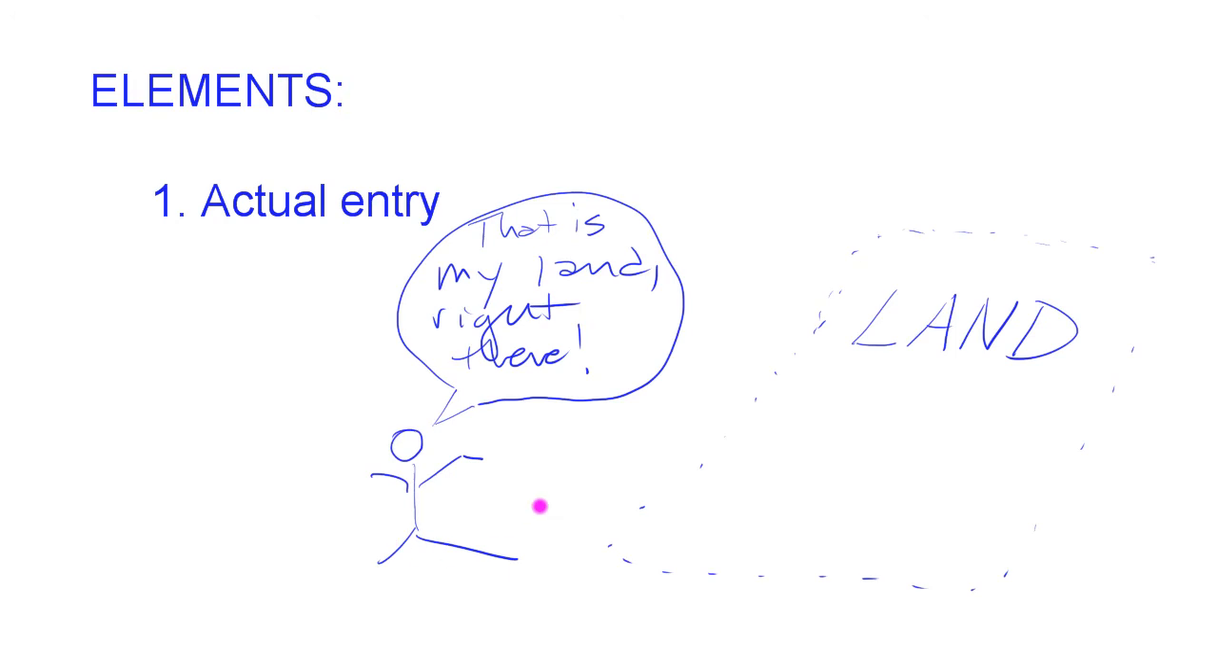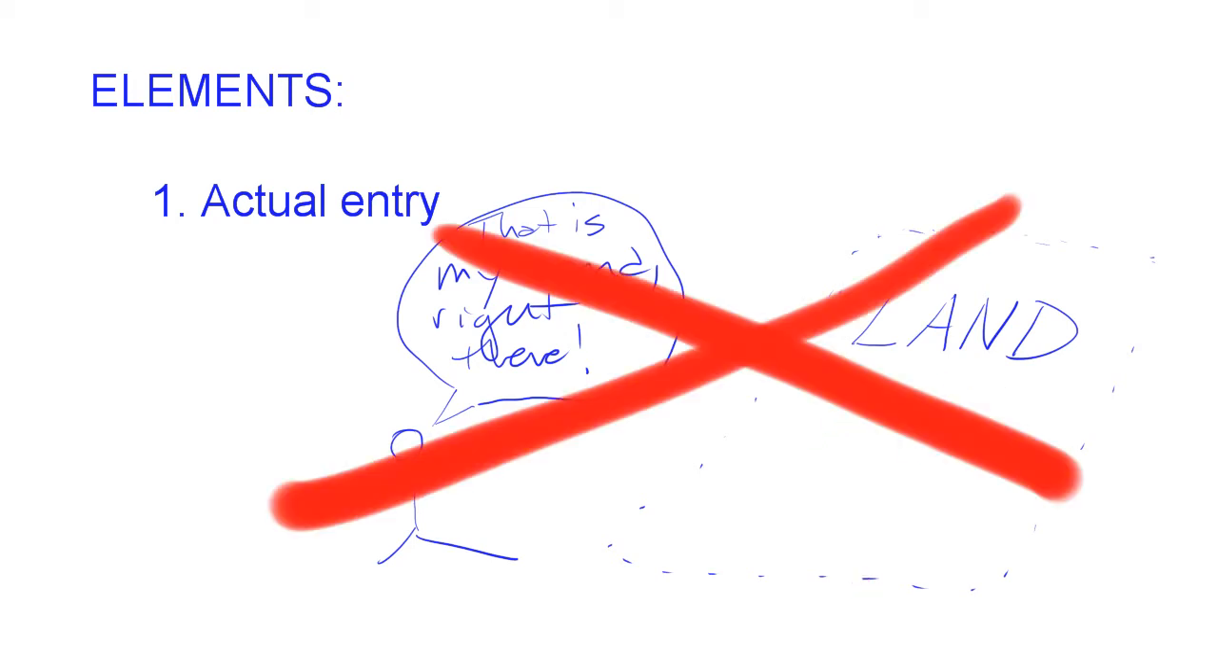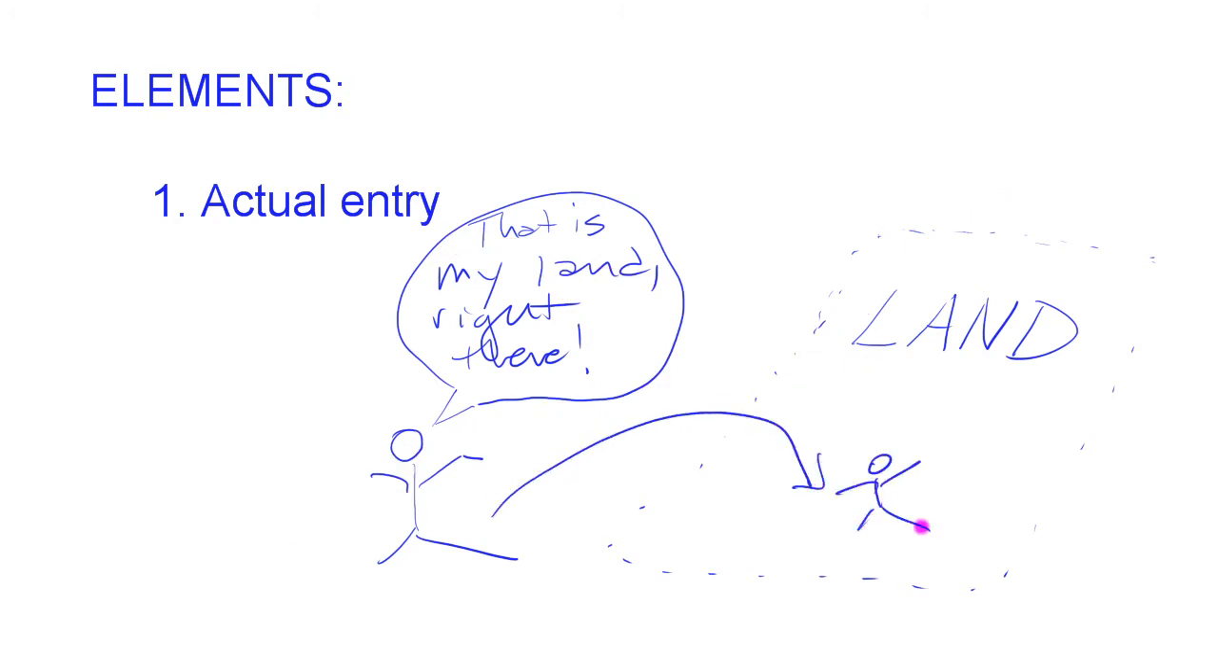Actual entry is a pretty basic element. You actually have to enter the land if you're going to occupy it. You can't just go around telling people that land is yours. Say this is you, and that's your index finger, and you're pointing at this dotted line, which is land. You go, that's my land right there. No. You need to actually be there. Yes.